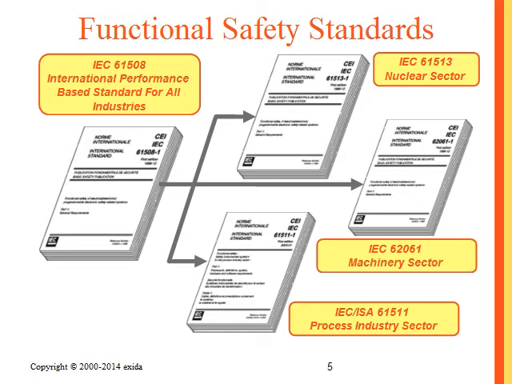So in terms of functional safety, the overall standard, the umbrella standard, is IEC 61508, which is a performance-based standard rather than a prescriptive standard. This means that the standard will tell you what needs to be done rather than how you need to do it. From that standard, there have been three main sector standards that have come out. One for the nuclear, which is 61513, one for the machinery sector, which is 62061, and the process industry sector one, 61511, which is where we're going to focus today.